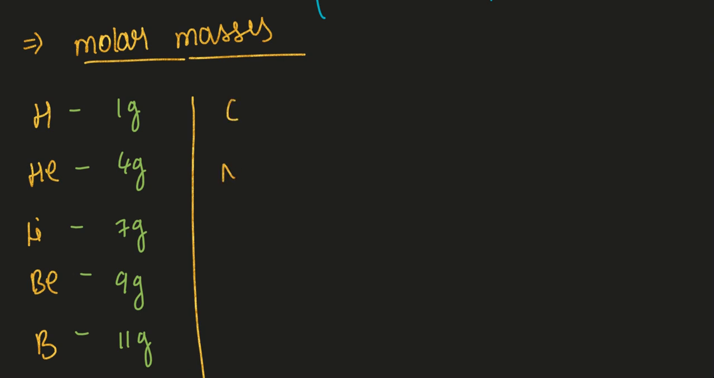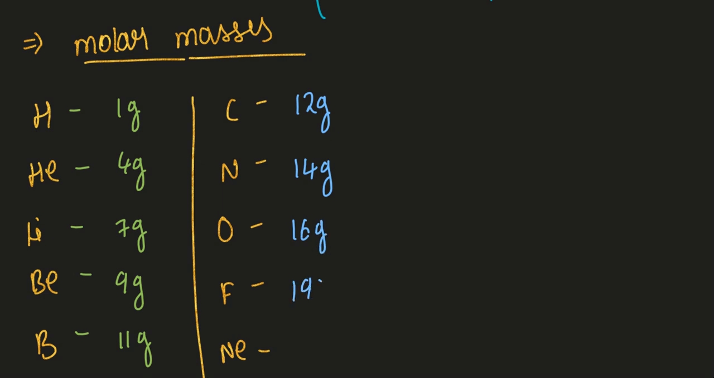Carbon, nitrogen, oxygen, fluorine, neon. Carbon atomic number is 6. 6 plus 6, how much will you get? 12 grams. Nitrogen 7, 7, 14 grams. Oxygen 8, 8, 16. Fluorine 9, 9, 18, but the answer is 19 grams. So that's why I say you better learn this by heart instead of using the concept of doubling. Neon 10 plus 10, 20 grams. Let us go with the further elements.